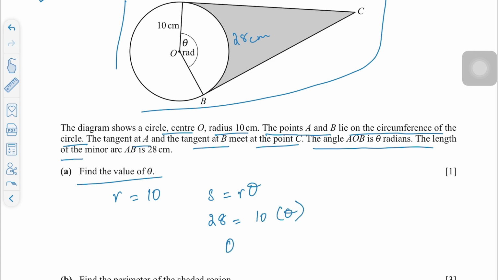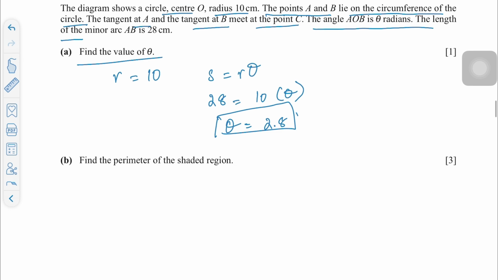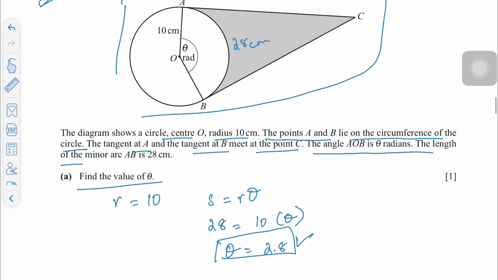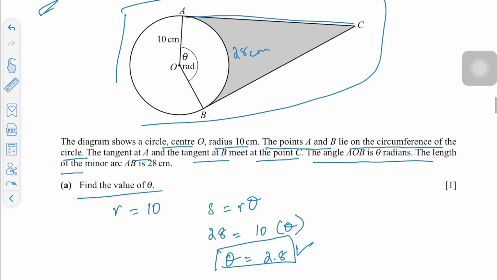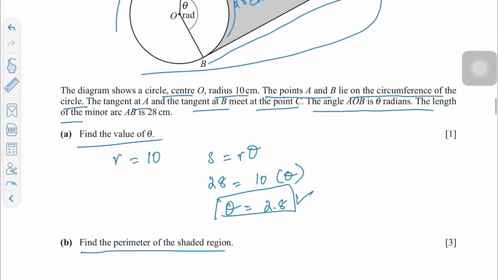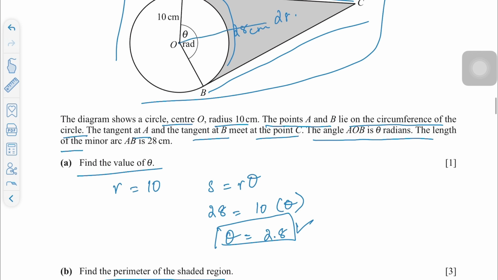We'll get our theta as 2.8, right? So this is our theta. Now we have to find the perimeter of the shaded region. Our perimeter of the shaded region would be AC multiplied by 2, because this would be AC and BC would be added, and this 28 will be added directly, right? So to calculate the perimeter, we have to have the length of AC.